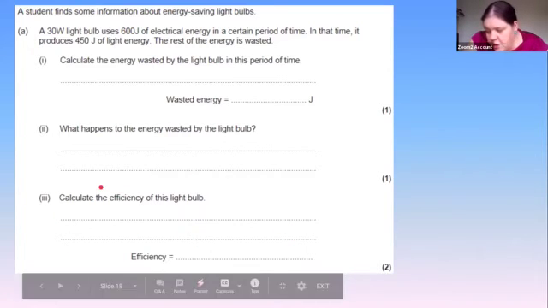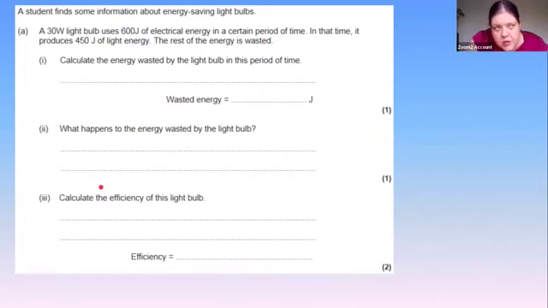Does anyone have any questions about that question? Too many questions in the sentence.